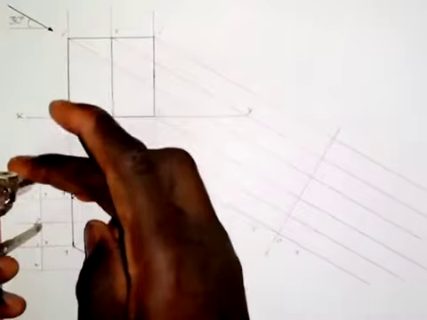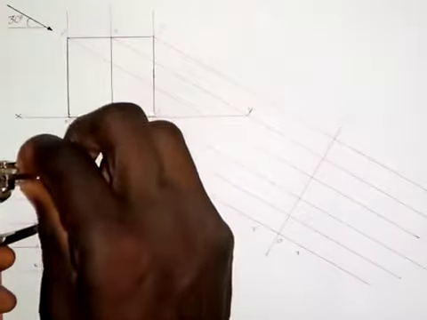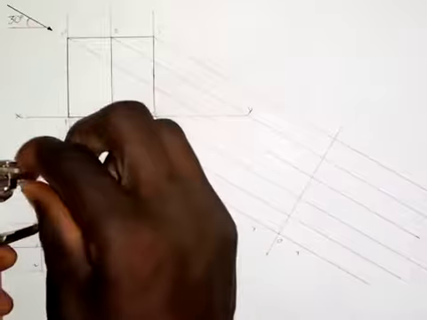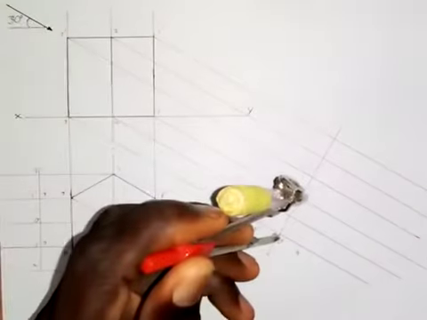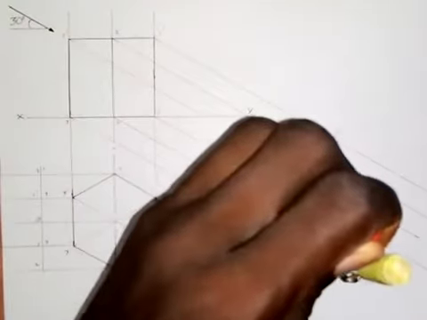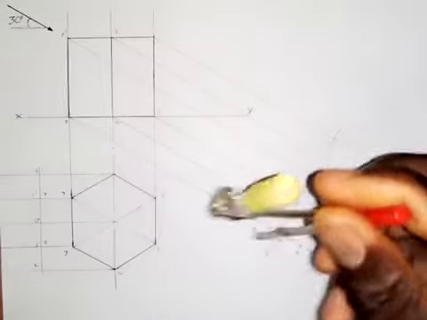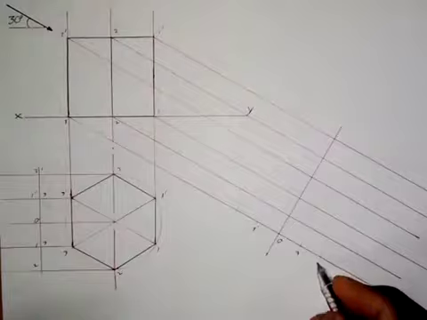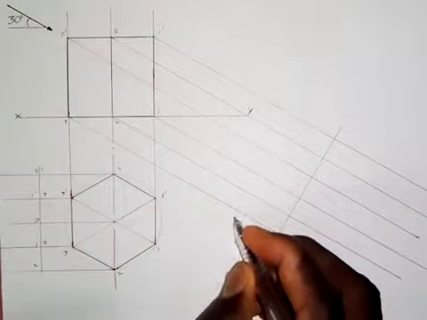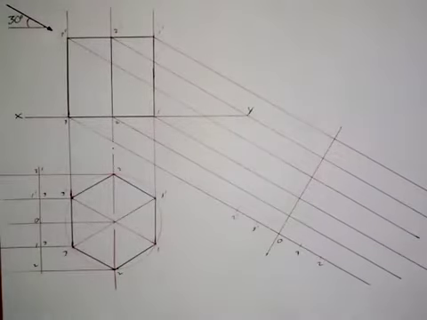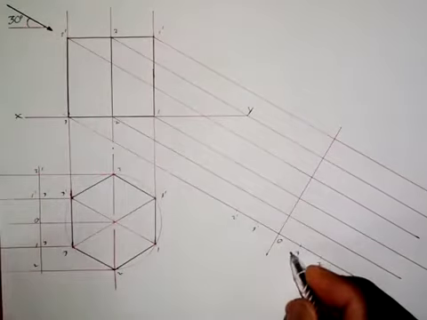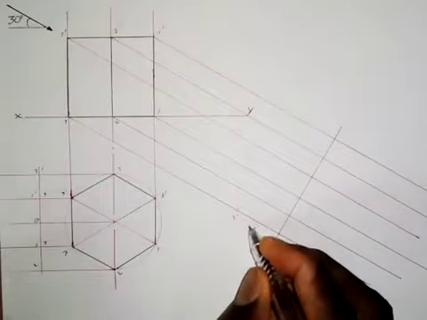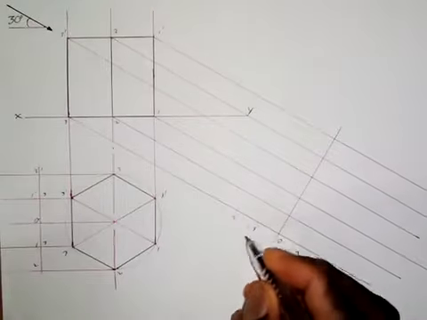Okay, so next I'm going to take the distance from 0 to 2 here. Putting it at 0 here, I make an arc here and an arc here. Here we have 2, and here we have 2 prime. Now don't forget that on this line we also have 1 here, and 1 prime here. So let's take note of that.